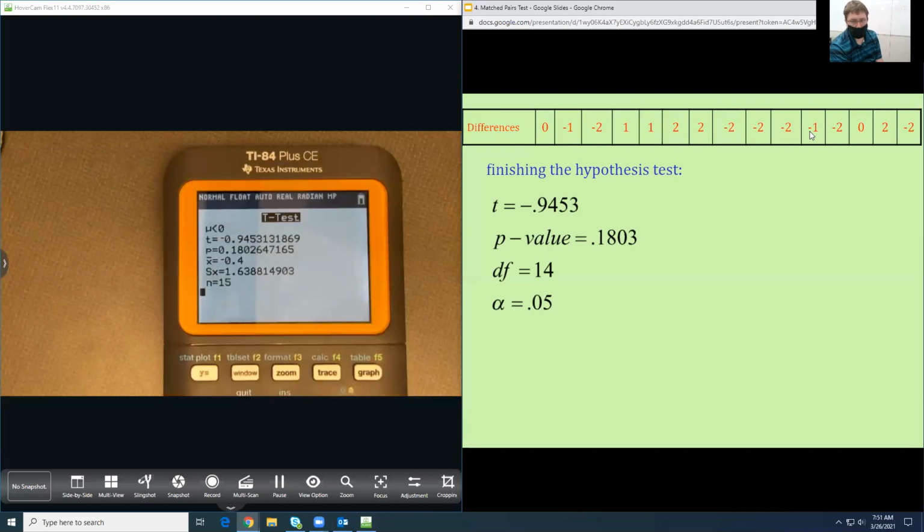So my p-value is 0.1803. There it is right there, rounded to 4 decimals. Notice it just says p again, so don't write p equals. You'd be incorrect on that one. Don't worry about your average and your standard deviation. Don't need it. And since n is 15, my degrees of freedom is going to be 14.